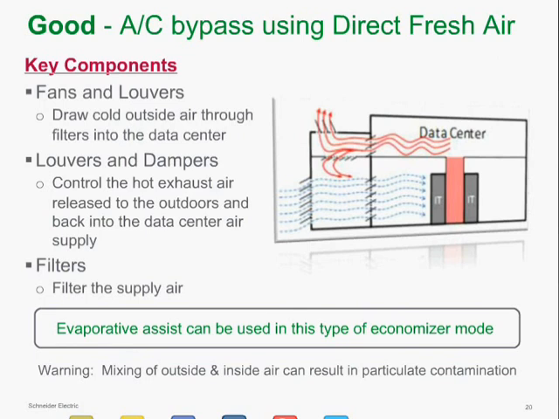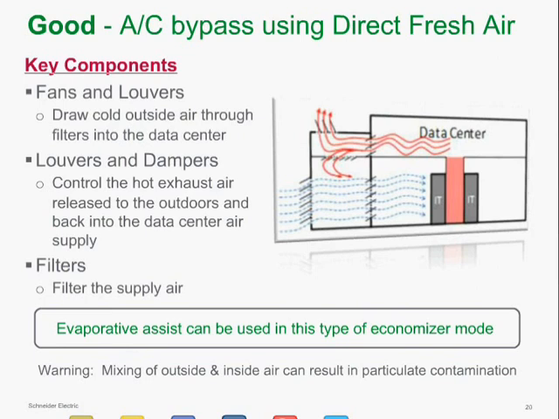Essentially, this is a system of fans and louvers that take fresh air, outside air, from the ambient and bring it directly into the data center through some pretreatment and filtration. The louvers and dampers are used basically to control the exhaust of hot air, the release of hot air into the ambient environment, and also the supply air into the data center.